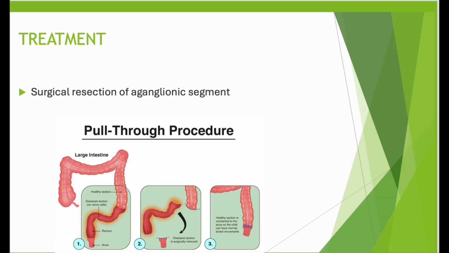As for treatment of Hirschsprung's disease, we usually do a surgical resection of the aganglionic segment. It's that simple. Surgery is the only choice here. You just have to go in for surgery and then resect the aganglionic segment of the colon.